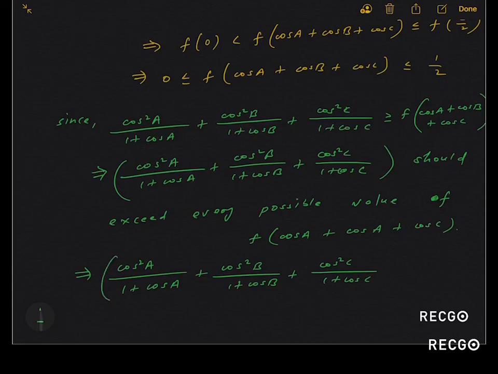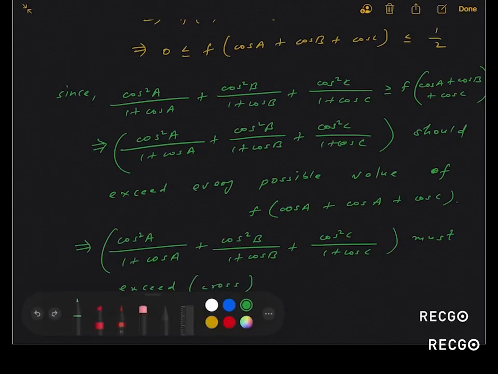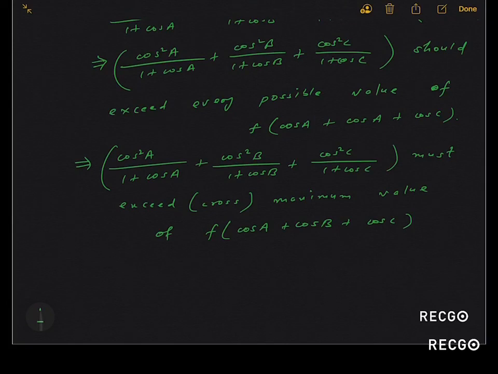Okay, so what do you think? If the expression on the left hand side exceeds, or crosses, the maximum value of the expression on the right hand side, then it naturally exceeds all the other values of the expression on the right hand side. Suppose the expression on the left hand side exceeds 1 by 2, which is the maximum value of the expression on the right hand side, then the expression on the left hand side automatically exceeds all other values of the expression on the right hand side.